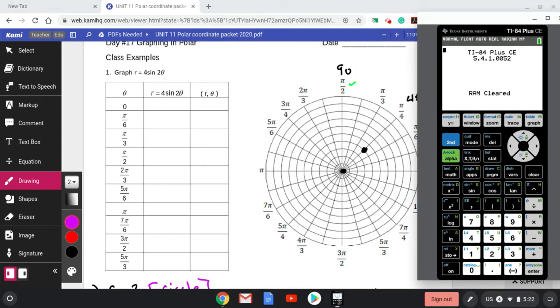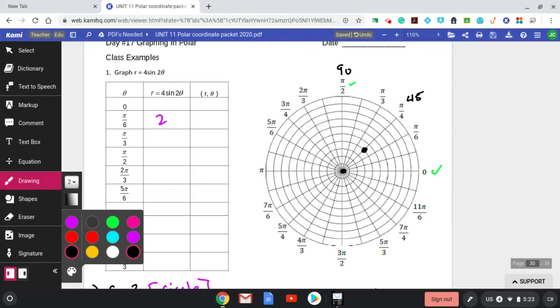And again, the first one doesn't make you great. You guys always know it makes you uncomfortable. So 4 sine, I'll do pi over 6 first. So alpha window, pi over 6. I get 2. All right, so at pi over 6, it's 2. So I can graph that one. So at pi over 6, I'm going to 2. So this will show me how wide the petal should be.